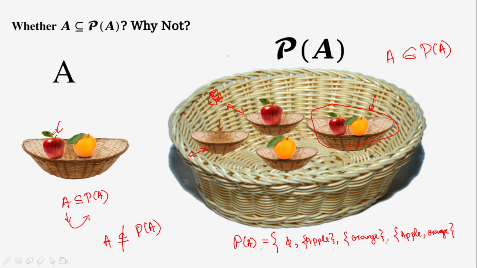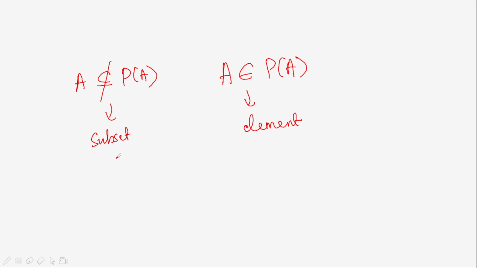Make sure that you understand this very well: A contains the elements apples and oranges, but the power set of A contains the elements as baskets. So this is one basket, this is one basket, this is one basket. The next layer, if you look into it, has something else, which we cannot compare straight away, whereas we have to compare inside. The final thing is, A is not a subset of the power set of A, but A is an element of the power set of A.